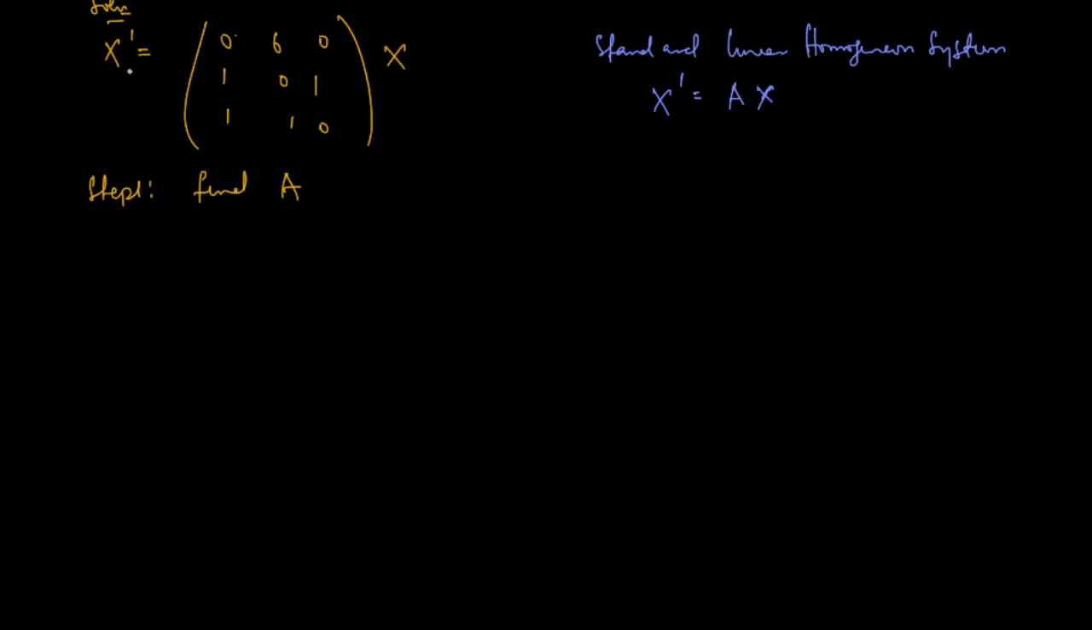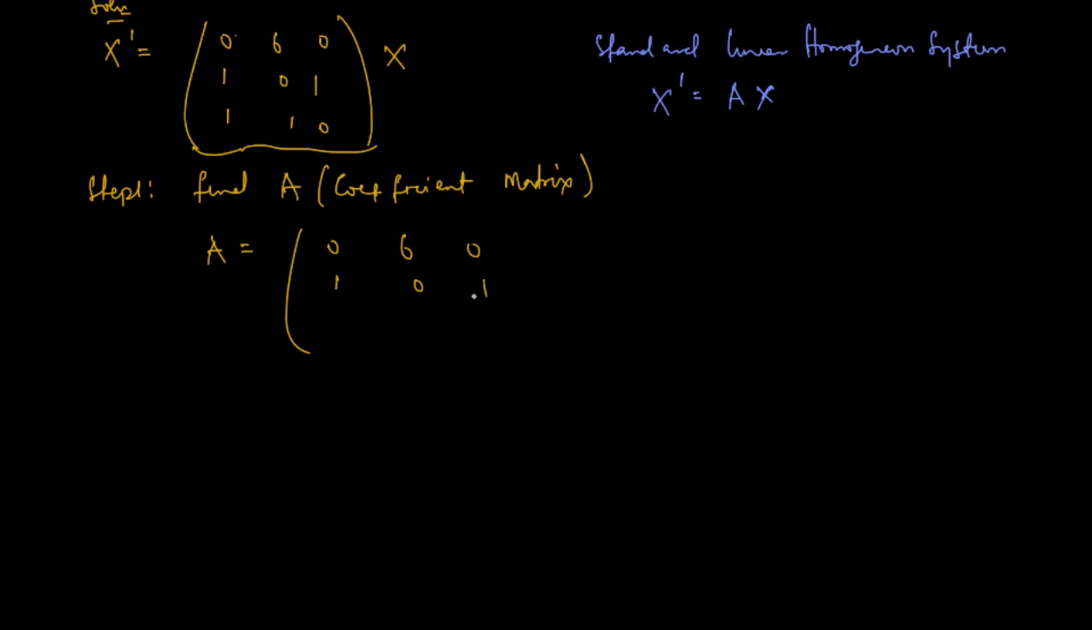By the time you compare this system here and this system here, you'd observe that this is going to be our A. Now the A is called the coefficient matrix. You can see it's the coefficient of x here. That's why it's called the coefficient matrix. So we're going to start by finding A. So we know that this is A. So my A equals 0, 6, 0; 1, 0, 1; 1, 1, 0. That is the first step.